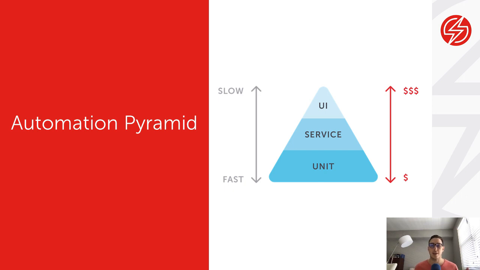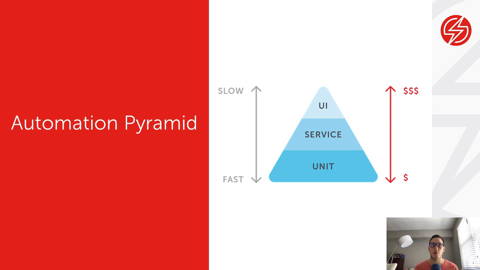And the reason for that is actually pretty simple. Unit tests are the fastest types of tests to execute, and they are the cheapest types of tests to write. Unit tests execute in milliseconds. Some unit tests can execute in 1 to 5 milliseconds. UI tests, on the other hand, execute in seconds to minutes. Right? That's thousands of times slower than unit tests.